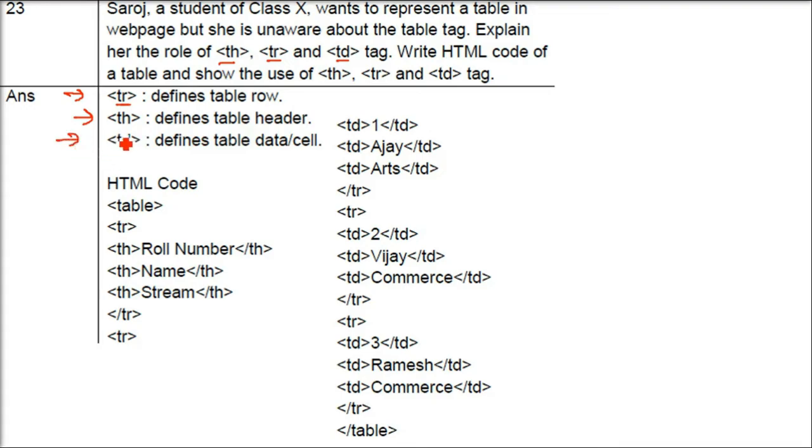So I'll just show you. But td, we have already seen that it is a data cell. A particular data cell is td content. So we have to make a table. We are making a table, and inside this table, these are rows. So there will be 3 rows.